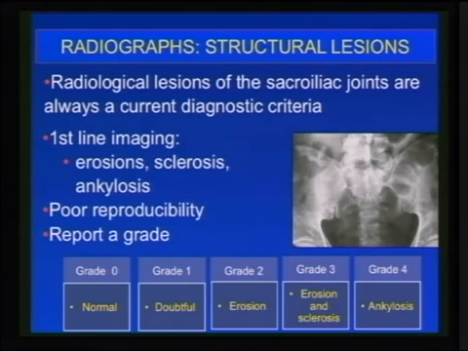Different grading systems have been put forward, but this is the most important and most widely used grading system for sacroiliitis. It has 5 grades, from 0 to 4. Grade 0 is normal. Grade 2 is erosion. Grade 3 is erosion and sclerosis. Grade 4 is ankylosis. I kept this one outside, which is grade 1.